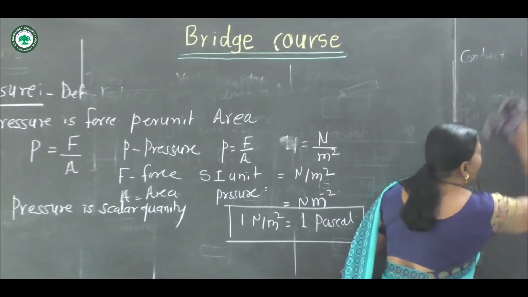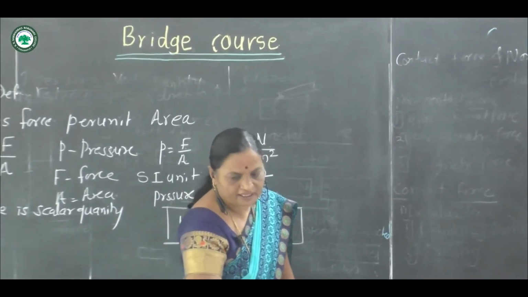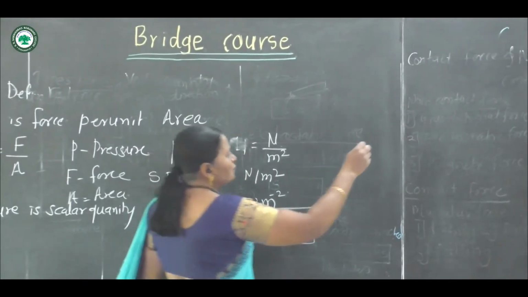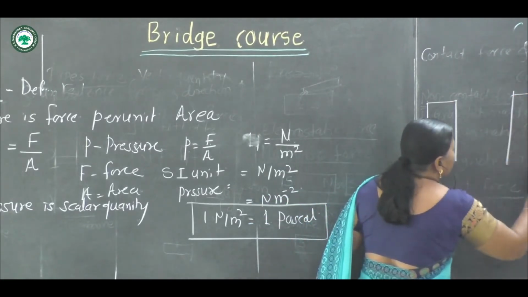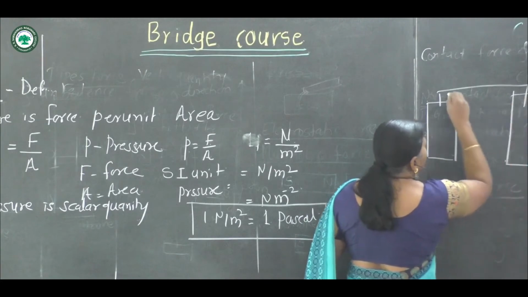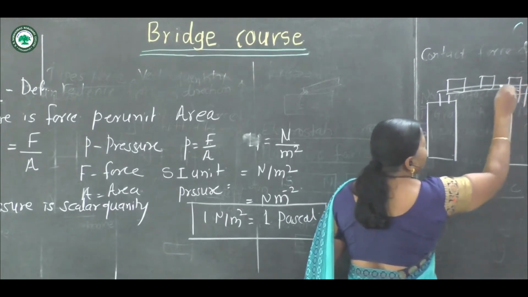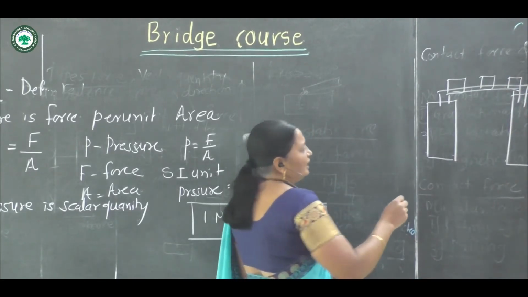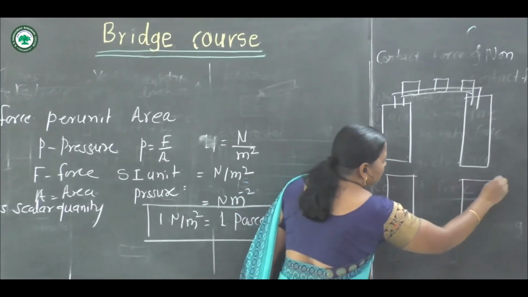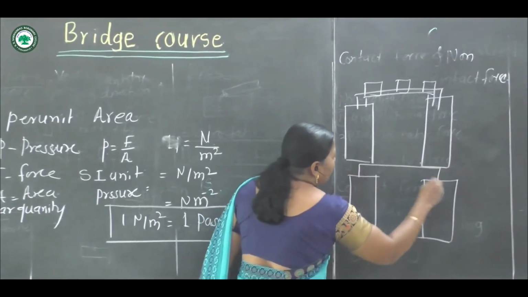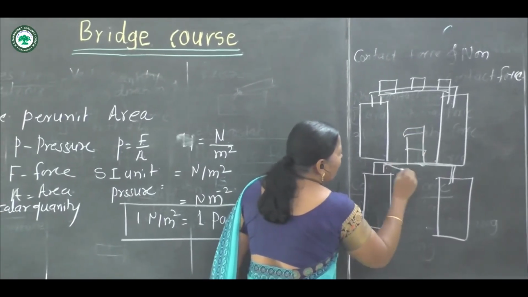Now we see the examples of pressure. Suppose we consider 2 stools, and suppose we keep weights on them. If these weights are separated, then the scale cannot be bent. Suppose we consider these 2 scales, and if weights are added here, the scale can be bent.